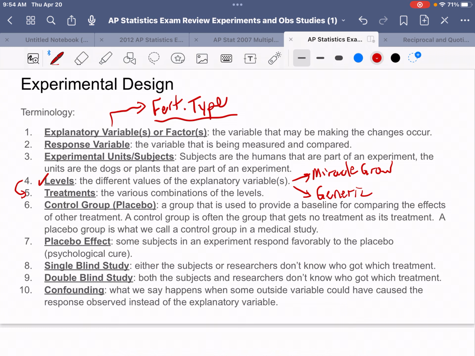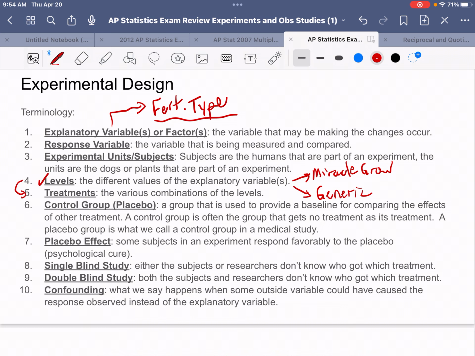Control group or placebo group. A control group is a group that is used to provide a baseline for comparing the effects of some other treatment. The control group is usually the group that gets no treatment. In a medical study, the control group is called the placebo group. A placebo is a fake medicine. It could be a pill or a capsule that looks just like the real thing, but it doesn't have any of the active ingredients in it. Placebo effect.